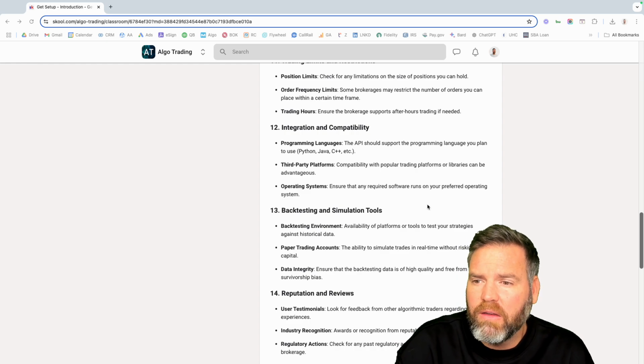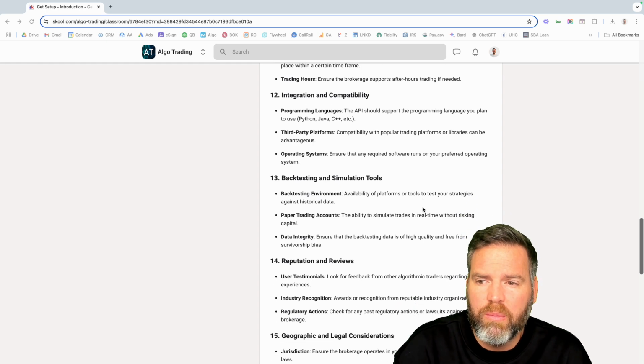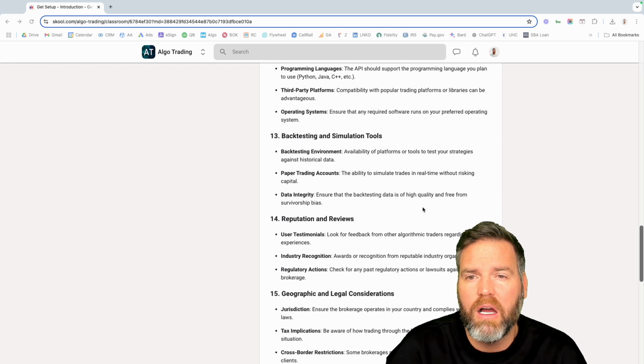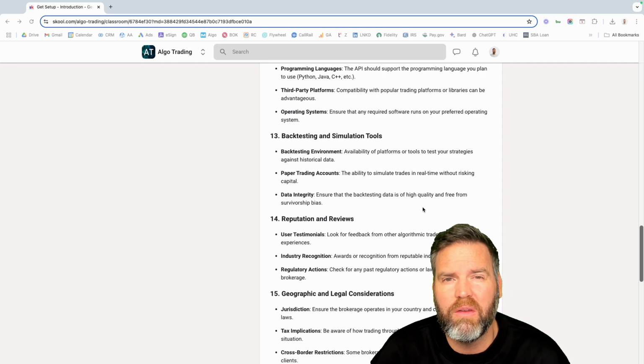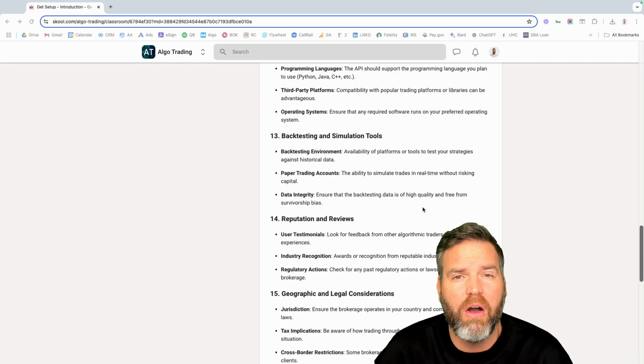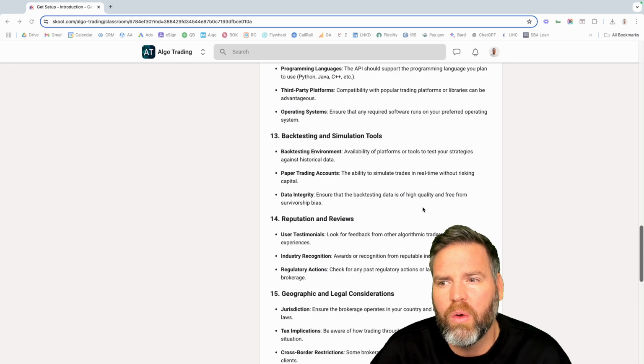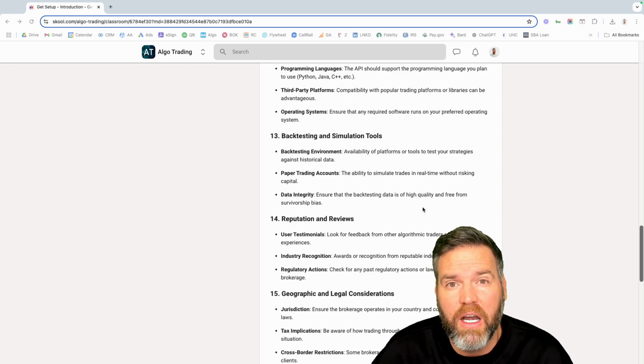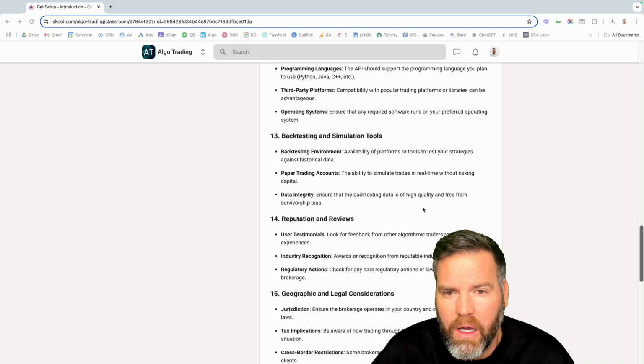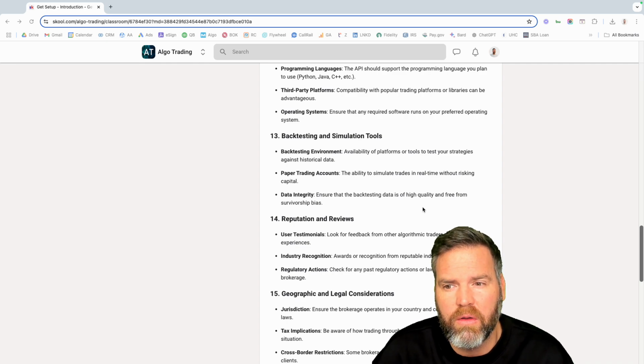Backtesting and simulation tools, this is going to be really important when setting up your environment. I would not recommend pushing any type of algorithm live until you've tested it in test environments, paper trading accounts, or any type of test environment, to make sure that you have a good idea about how it's likely to perform in live markets. I really like, again, Interactive Brokers has a paper trading account that I test everything in.